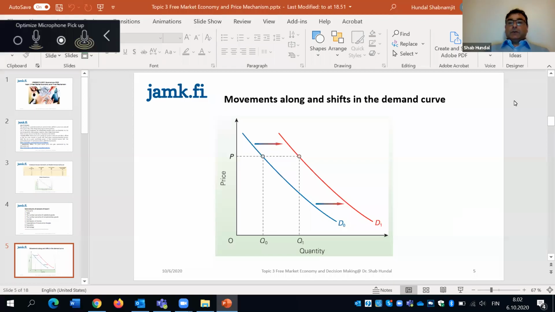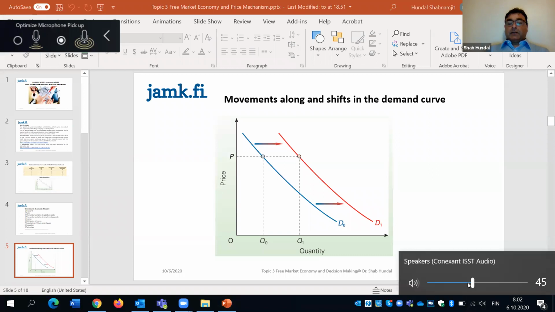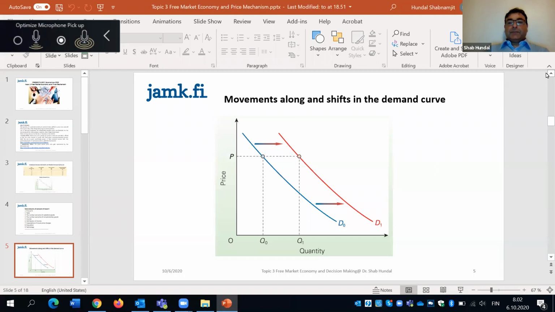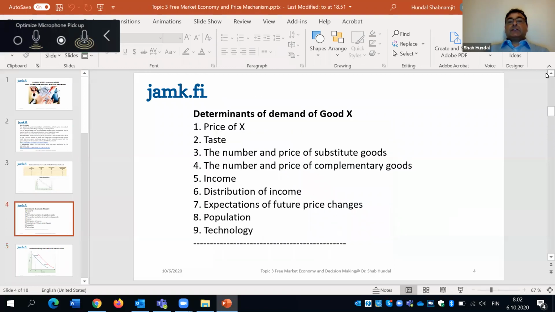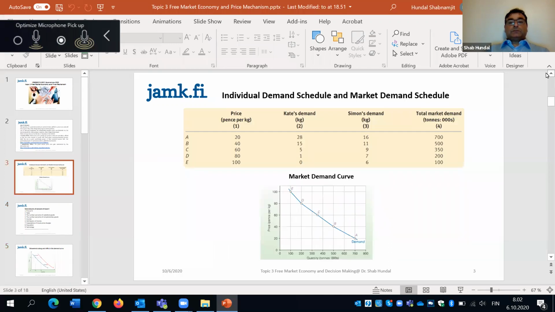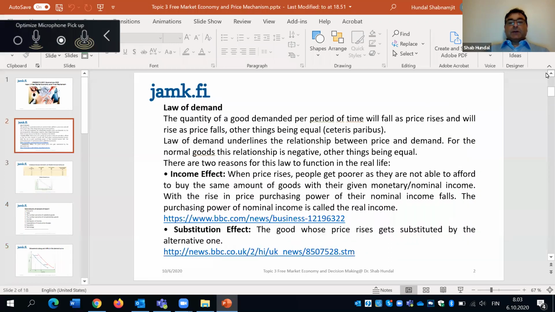All right. So last week when we met, we had a very preliminary discussion about the law of demand, and we discussed the factors, the determinants which have a strong impact on the demand for any good or service. And then we also discussed the reason behind the law of demand: that there is an income effect and then there is a substitution effect.